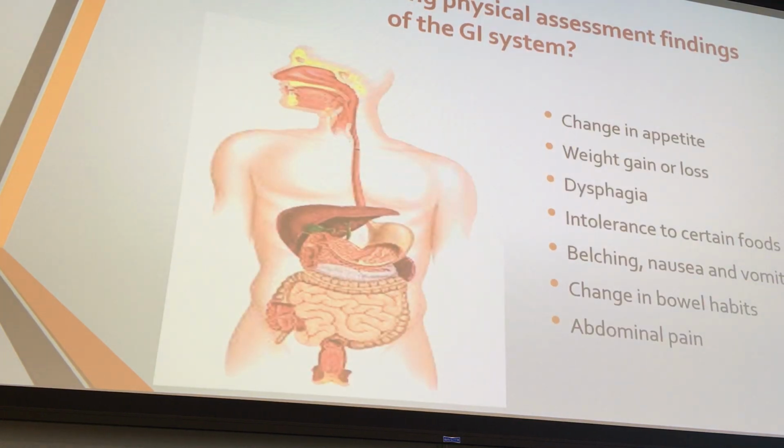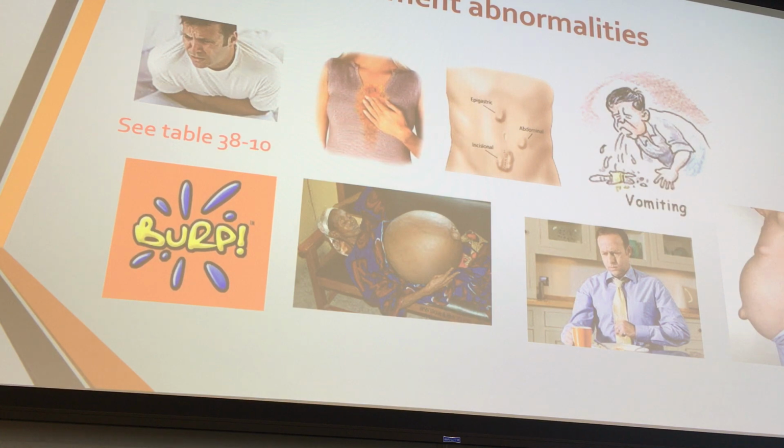Okay, kind of talked about this. These are some of the concerning physical assessment findings. By the way, that table is the old listing, so it's actually chapter 43.10. So you might want to just change that in your notes if you're looking for that exact table, okay?